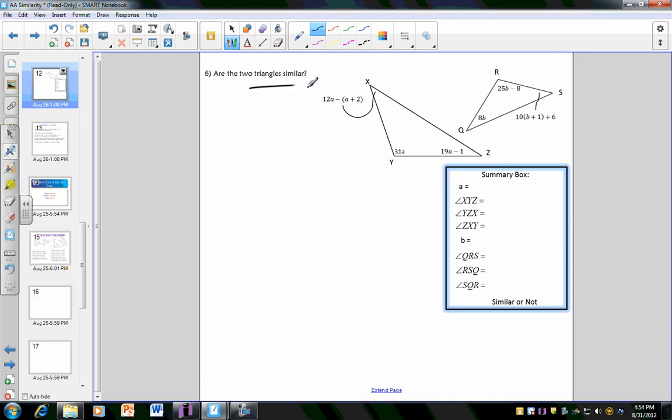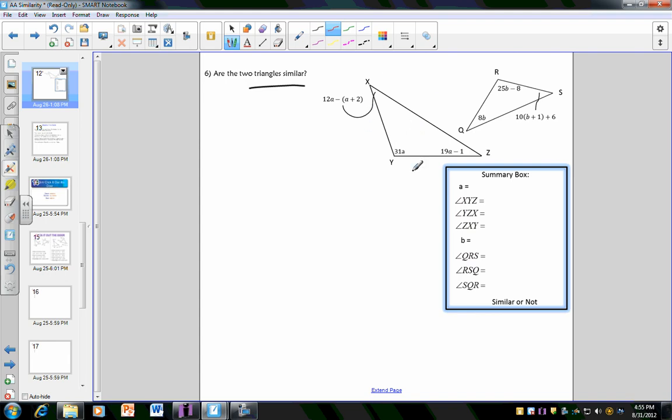So it asks if the two triangles are similar. Very simple question. Are the two triangles similar? But a lot of algebra and a lot of chances to make mistakes here. Okay. Now, to see if two triangles are similar, what we've got to do is just find the angle measures of those two triangles.